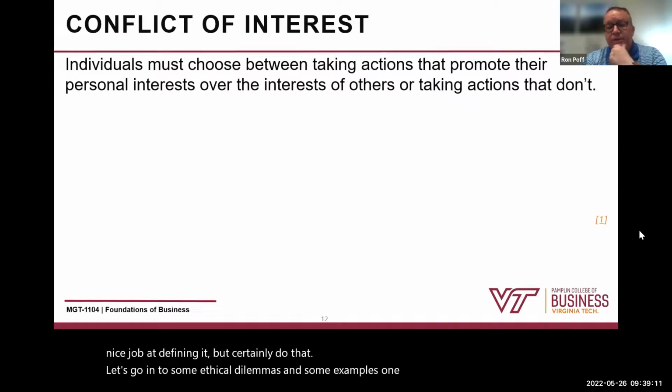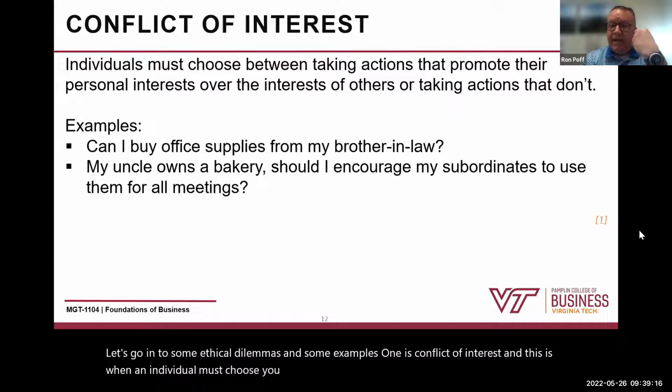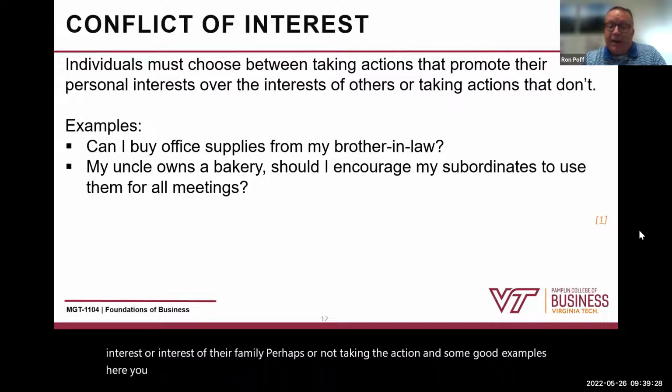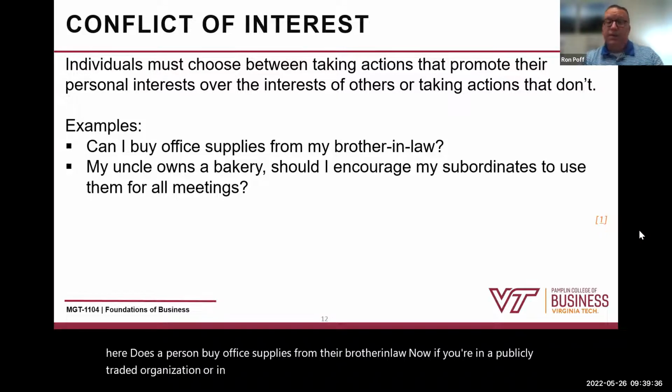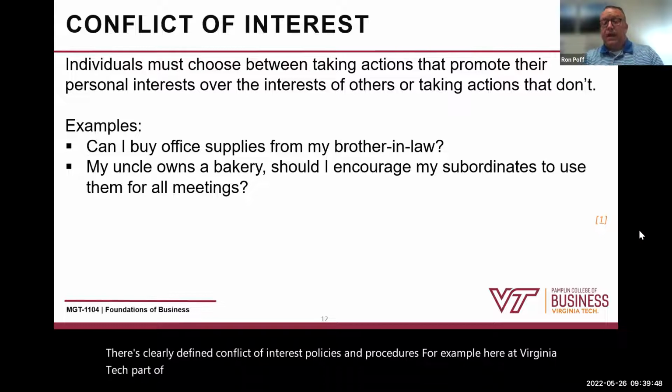One is conflict of interest. This is when an individual must choose between taking actions that promote their own personal interest, or the interest of their family perhaps, or not taking the action. Some good examples here: does a person buy office supplies from their brother-in-law? Now, if you're in a publicly traded organization or in a state organization, there are clearly defined conflict of interest policies and procedures. For example, here at Virginia Tech, part of my employment is I had to sign a conflict of interest because I'm a business owner.